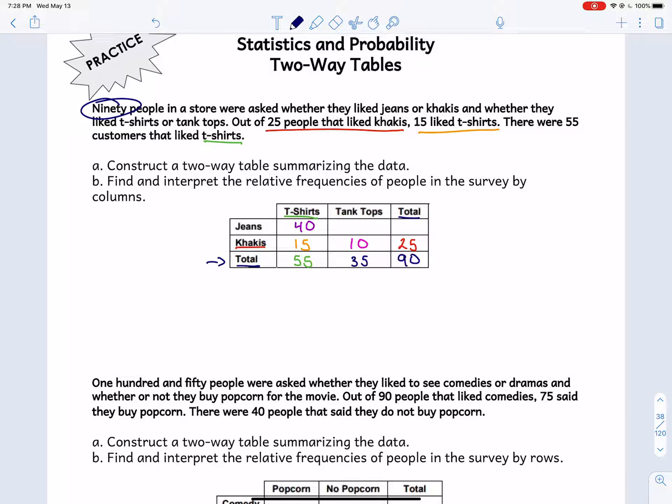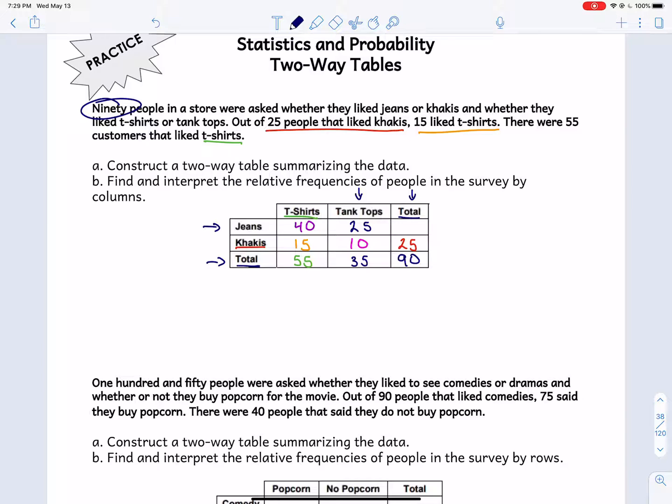Okay, and then going down now, I'm going to look at this column. So I have 10 plus something, 10 plus 25 equals 35. And now we can go down from this column, or we can look at this row to get that final number. So I'm going to add across.